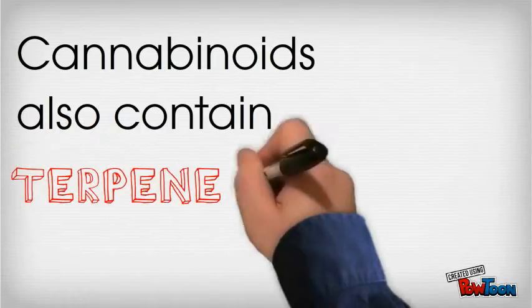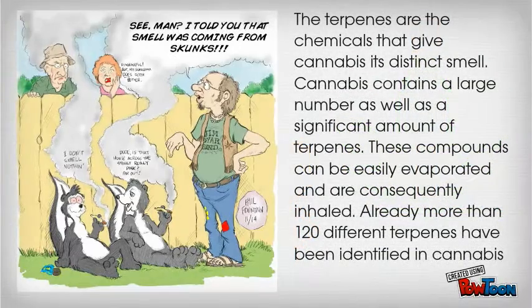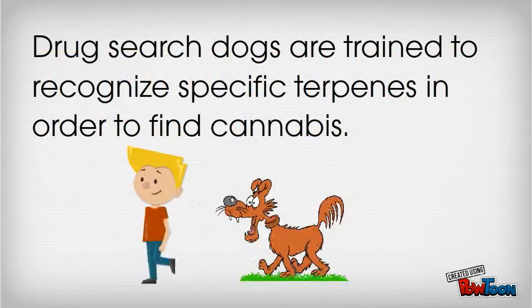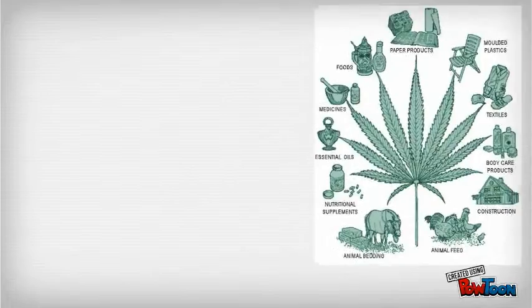The terpenes are the chemicals that give cannabis its distinct smell. Cannabis contains a large number as well as a significant amount of terpenes. These compounds can be easily evaporated and are consequently inhaled. Already more than 120 different terpenes have been identified in cannabis. Trivia. Drug search dogs are trained to recognize specific terpenes in order to find cannabis.